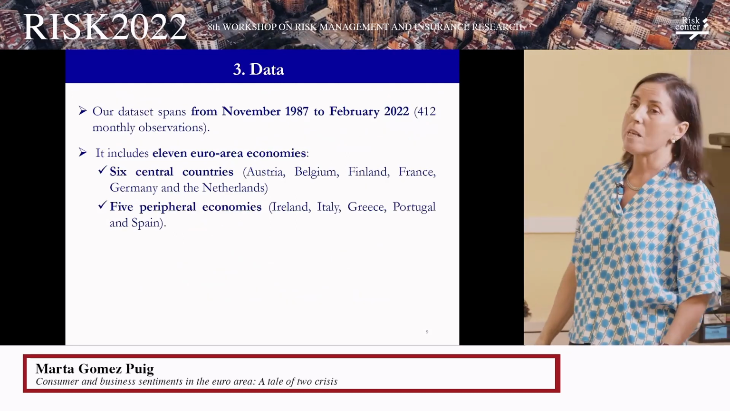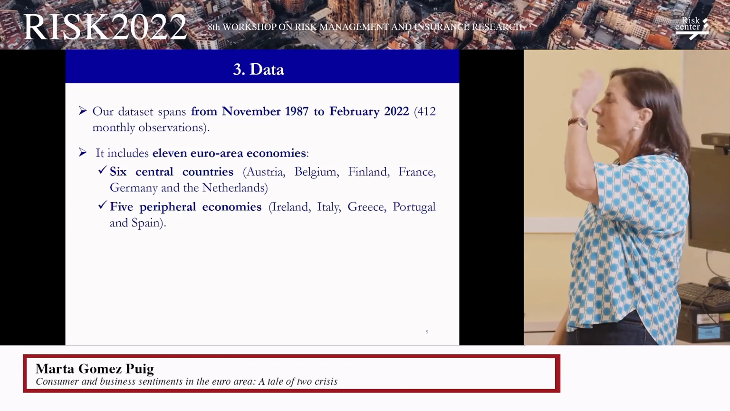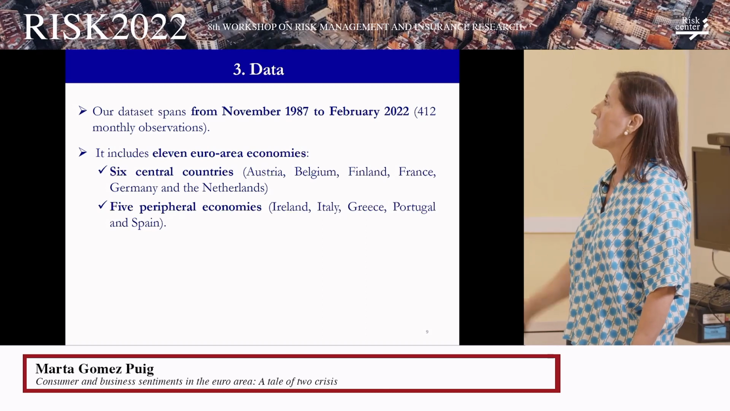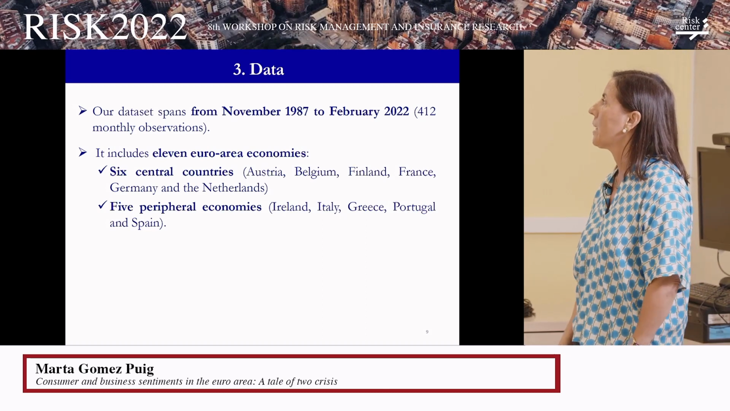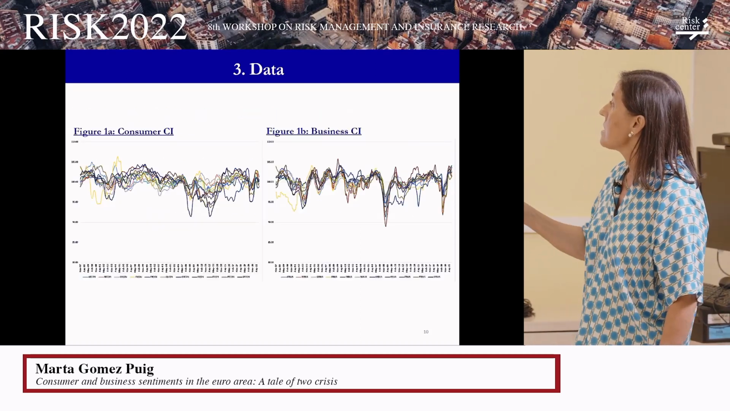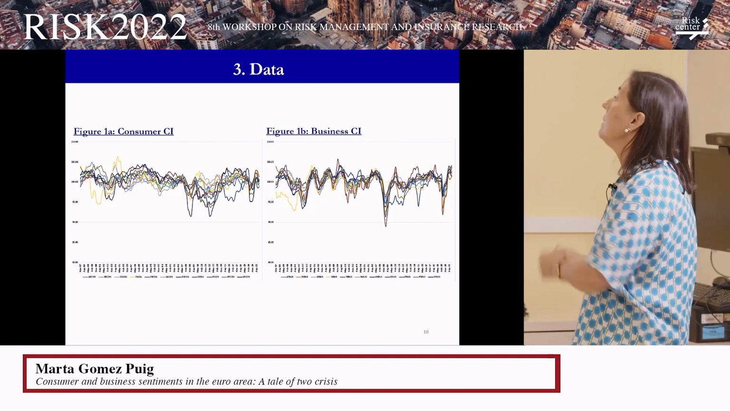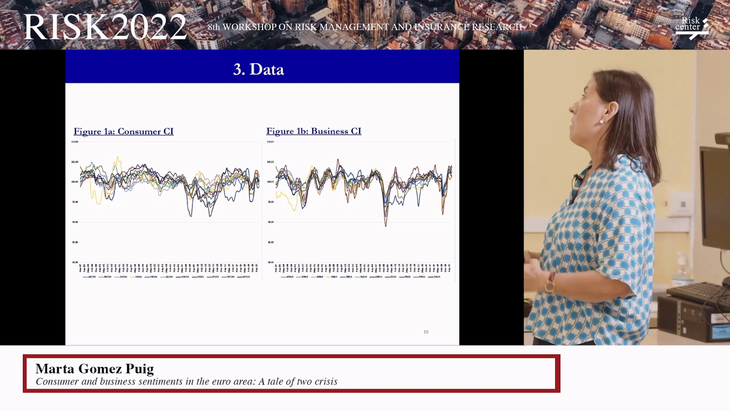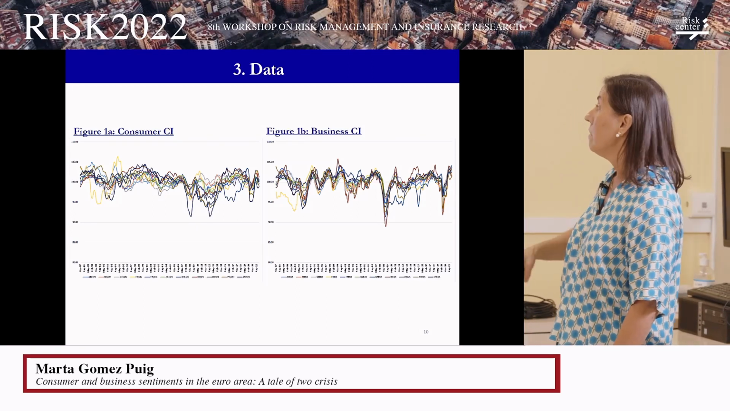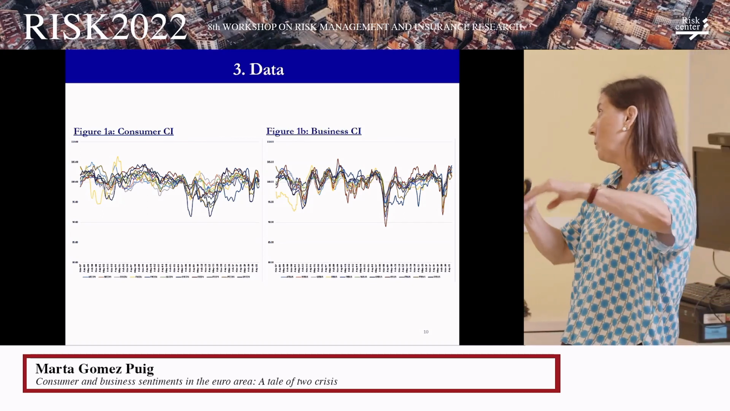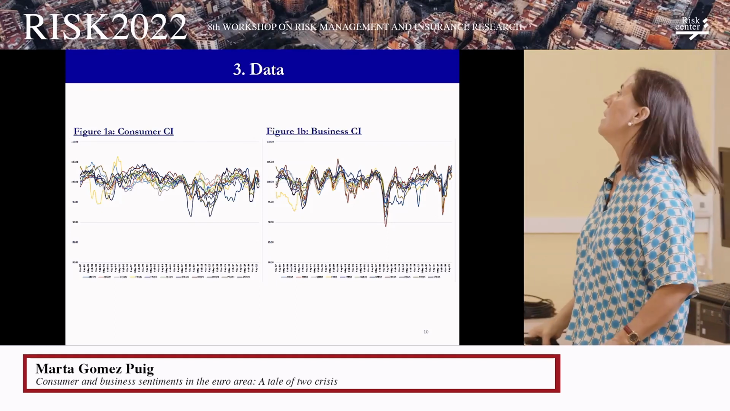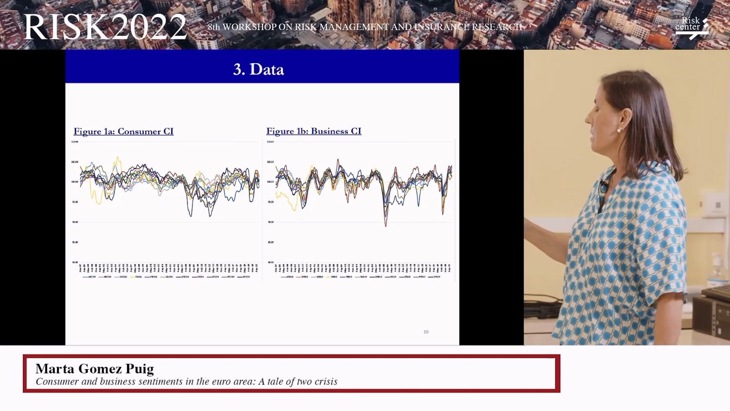The data set spans from November 1987 to February 2022. They are monthly observations, and it includes 11 euro area countries, 6 central countries and 5 peripheral economies. In these figures, it's displayed the evolution of both confidence indicators, consumer confidence indicators on the left, business confidence indicators on the right, for the 11 countries in the sample, and throughout all the sample. At first glance, you can observe that there's a high correlation across these confidence indicators.